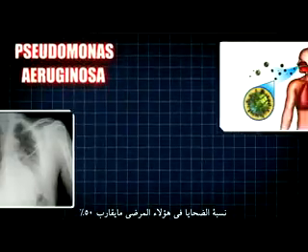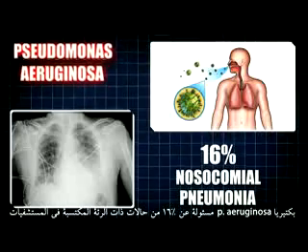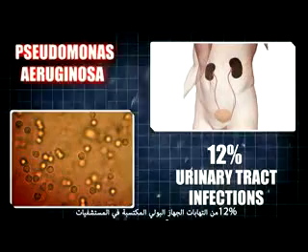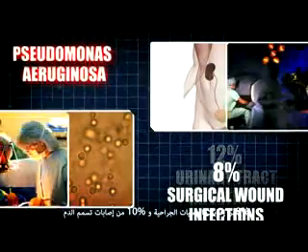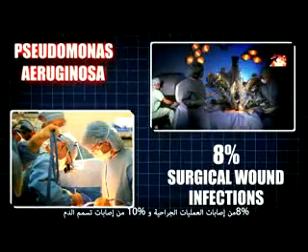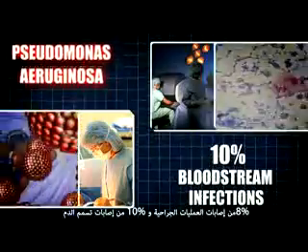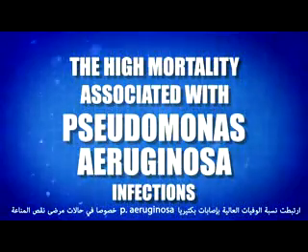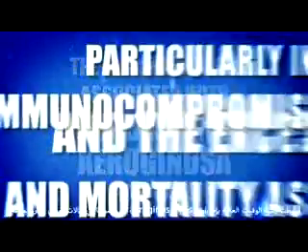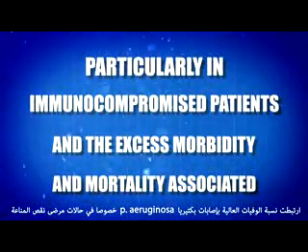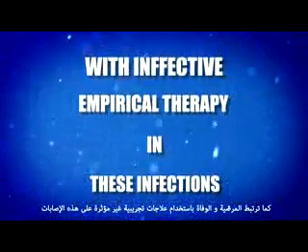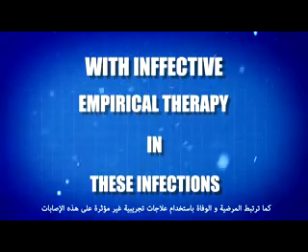Pseudomonas aeruginosa is responsible for 16% of nosocomial pneumonia cases, 12% of hospital-acquired urinary tract infections, 8% of surgical wound infections, and 10% of bloodstream infections. There is high mortality associated with Pseudomonas aeruginosa infections, particularly in immunocompromised patients, and excess morbidity and mortality associated with ineffective empirical therapy in these infections.